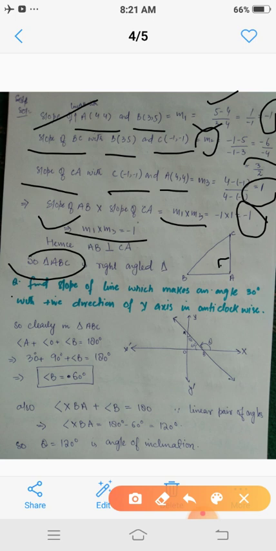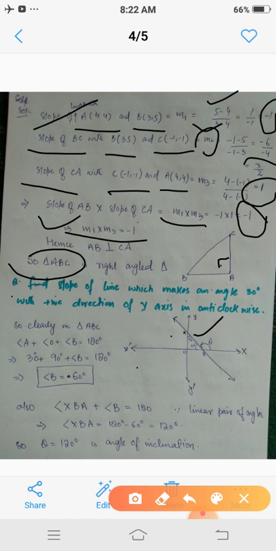We have to find the slope of the line which makes an angle of 30 degrees with the positive direction of the y-axis, measured in anti-clockwise direction. So we have to find its slope. Firstly, we will find its angle of inclination. That is, the angle of inclination is the angle which this line makes with the positive direction of the x-axis. But here the given angle is the one it makes with the positive direction of the y-axis. So here Oy is the positive direction, which implies that this angle A is 30 degrees, because we measure it in anti-clockwise direction, meaning in the positive direction.